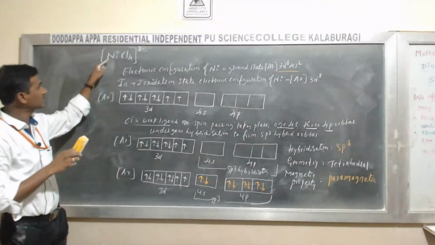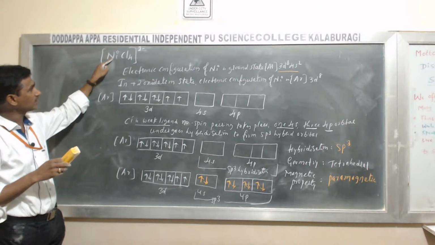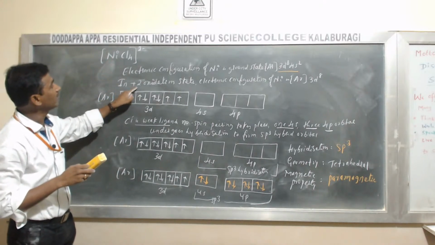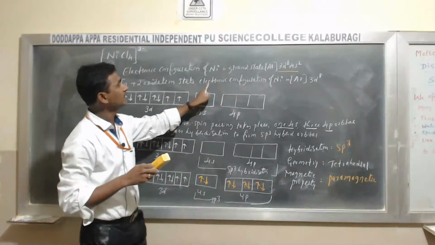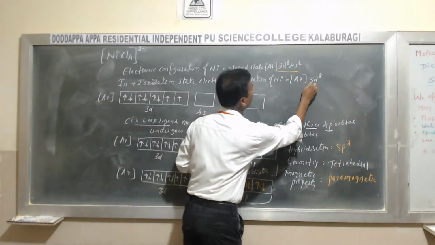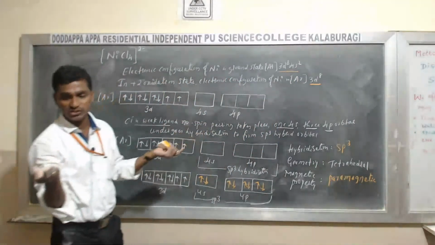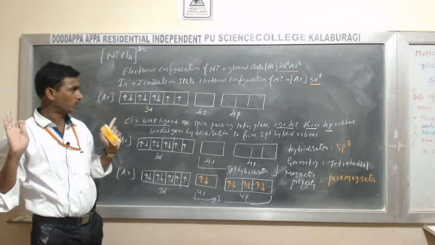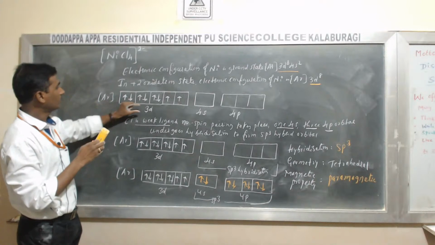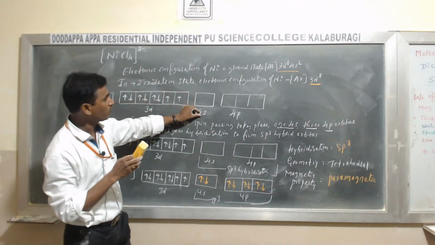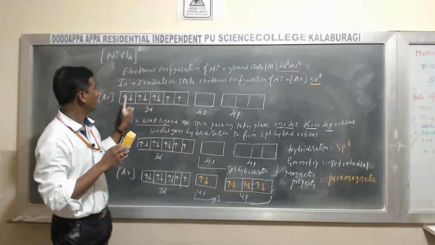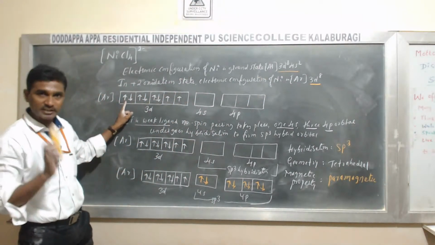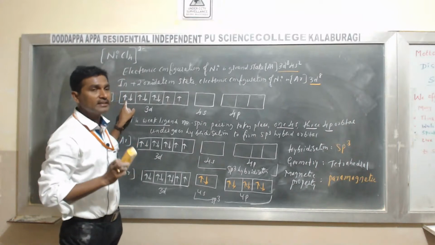What is the oxidation state of nickel? The oxidation state of nickel is +2. So in the case of this +2 oxidation state, the electronic configuration of nickel is 3d8 4s0. Next argon. First you write the 3d orbital, next the 4s orbital, next the 4p orbital. How many electrons in d? Eight. According to Hund's rule, no pairing of electrons takes place until each orbital contains a single electron.